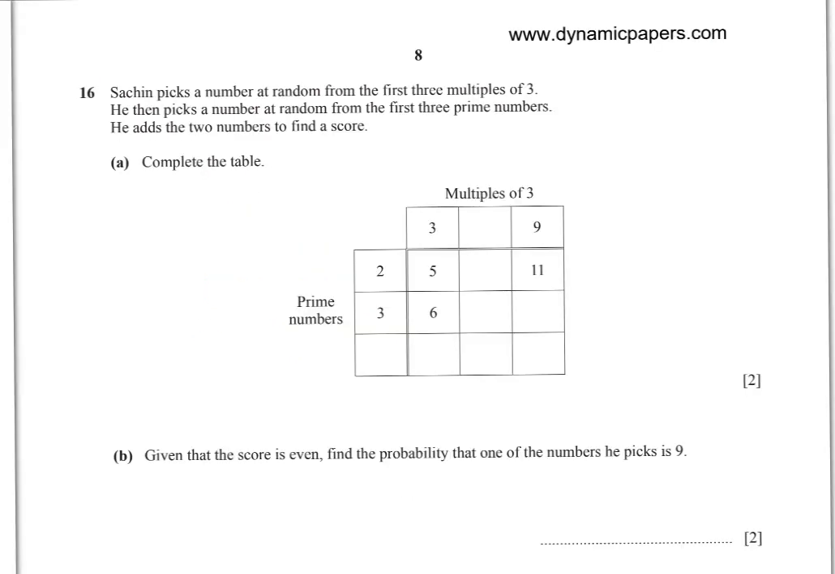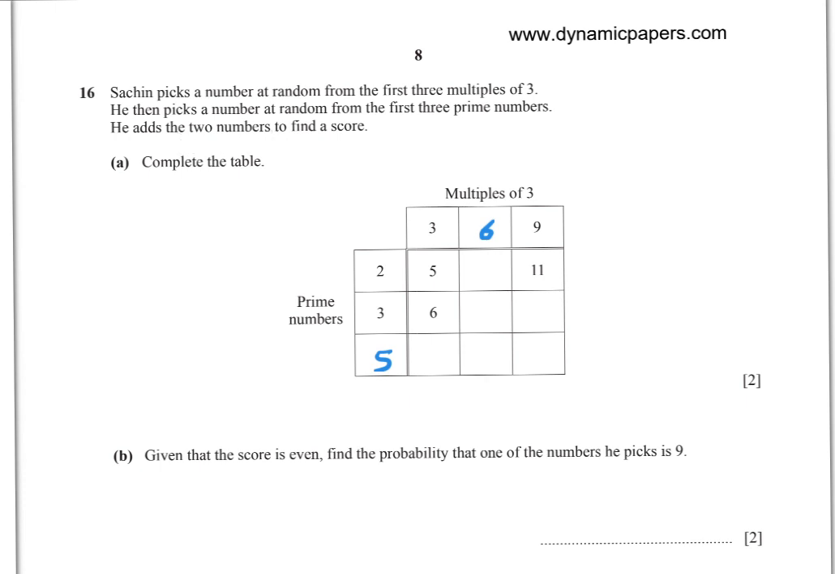Number 16. Sachin picks a number at random from the first 3 multiples of 3. He then picks a number at random from the first 3 prime numbers. He adds the two numbers to find a score. Complete the table. The first three multiples of 3 are 3, 6, 9. And the first three prime numbers are 2, 3, 5.